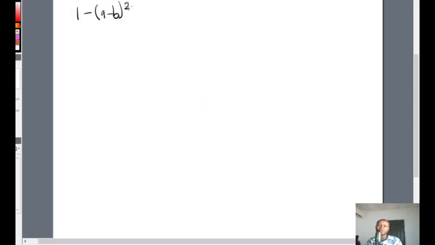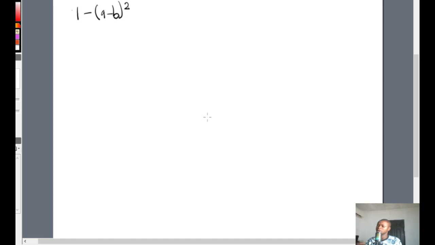This is what we have as the question: 1 minus (a minus b) all squared. So what do I think of? Once I see a negative between two expressions, we have 1 minus, so minus is at the middle, and I will check if the two sides can take a square. If the two sides can take a square and we have a negative at the middle, obviously we can illustrate it as a difference of two squares.